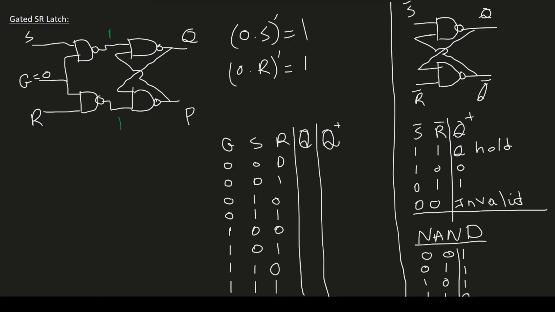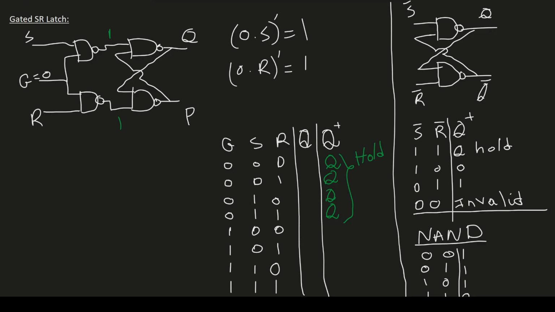Now looking at this circuit, when S bar is 1 and R bar is 1, we see the next state is the same as the previous state. So that's why we say hold the last state. So when G is 0, regardless of what S is and what R is, the next state will always be equal to the previous state. So for the first 4 combinations, we'll have Q, Q, Q, Q. That's why we say hold the previous state.